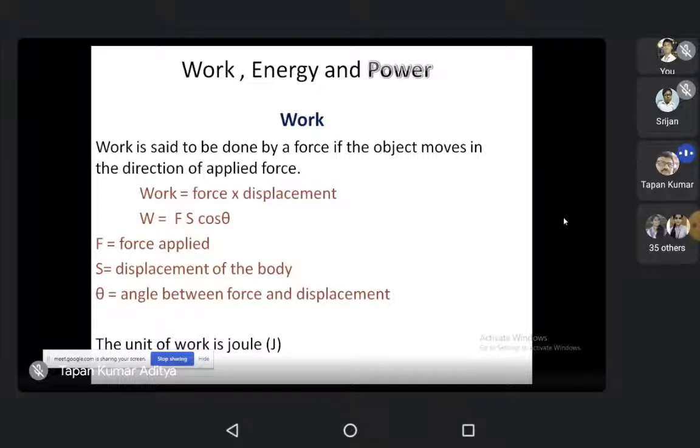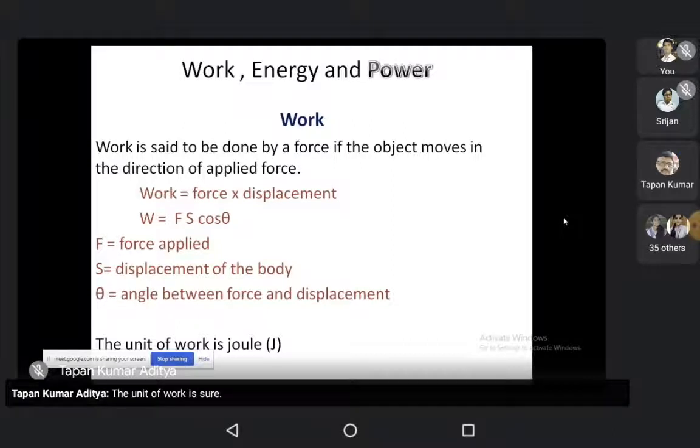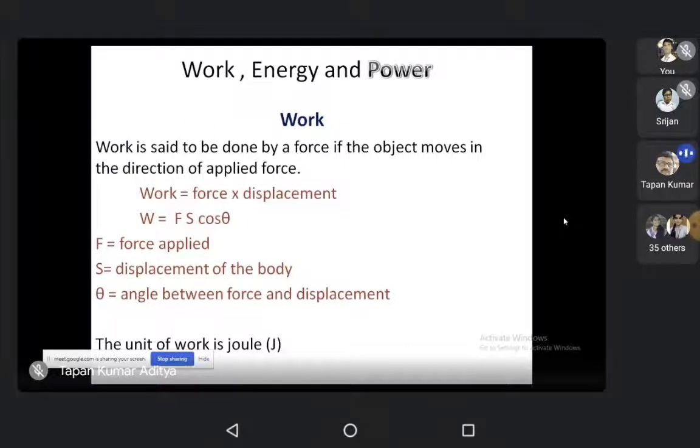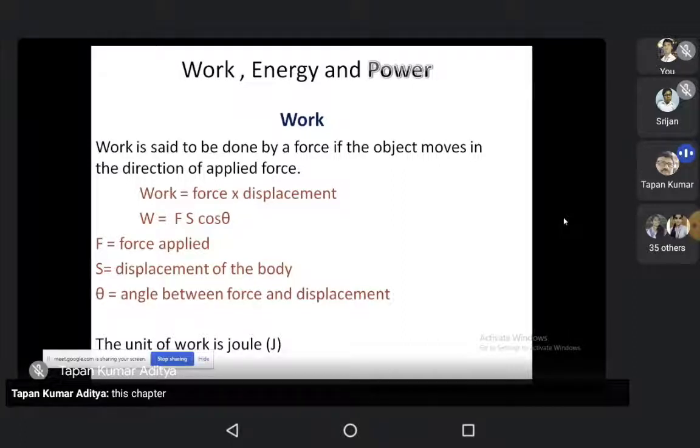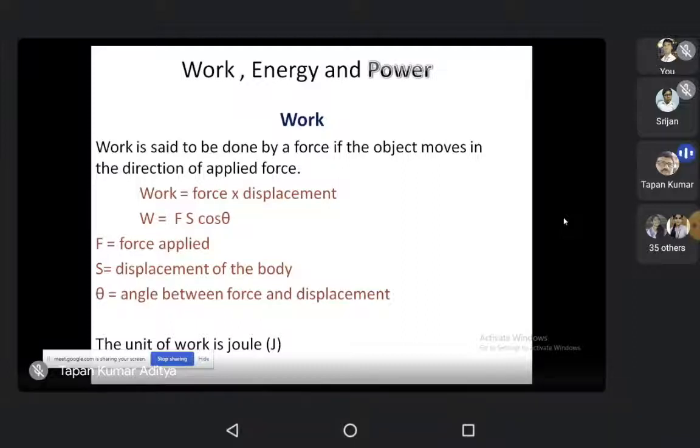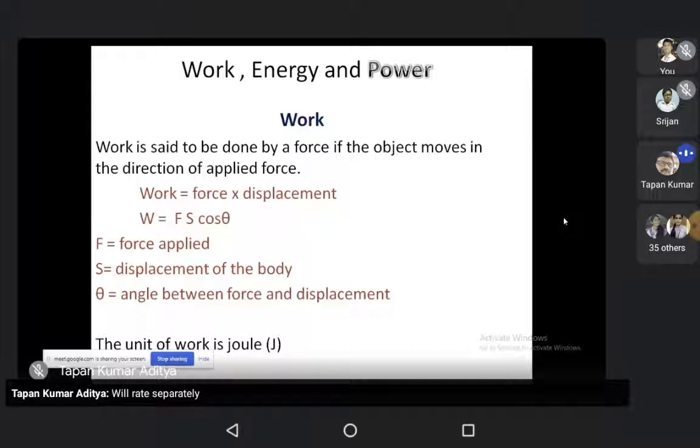The unit of work. So, work is in power. We interrelate this first. So to the next class.